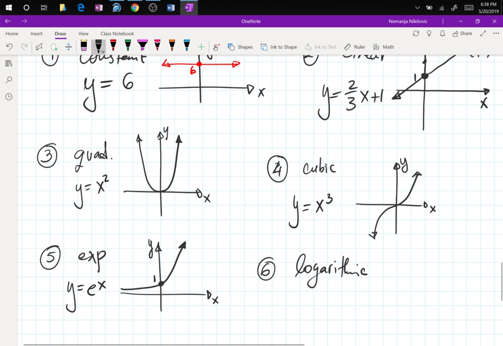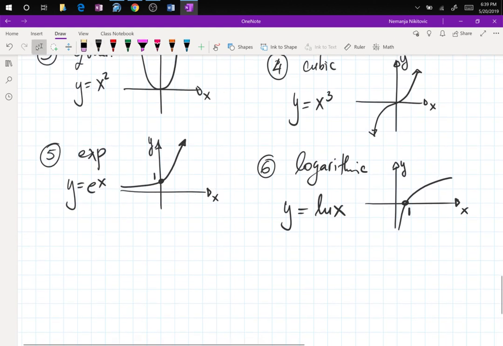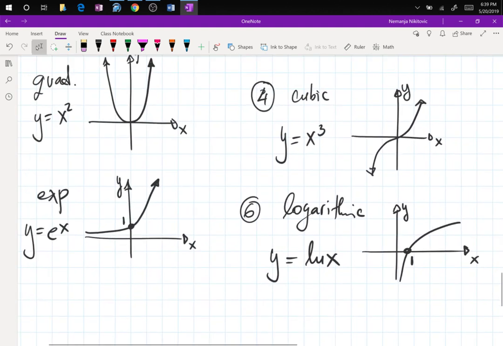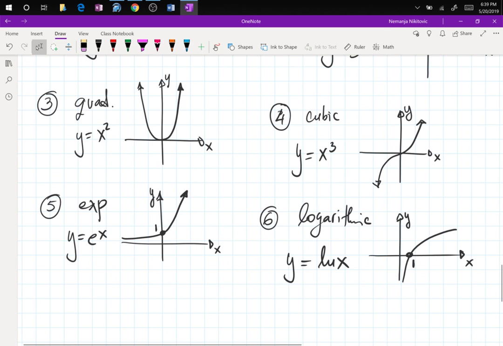Number 6, logarithmic. We can just do the basic one, ln x. That's the one that we usually see. It goes through 1 on the x-axis. Not sure if that's the graph. Well, good. All right. ln x. Better? Good.